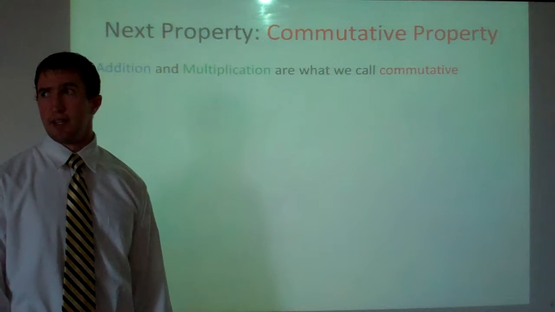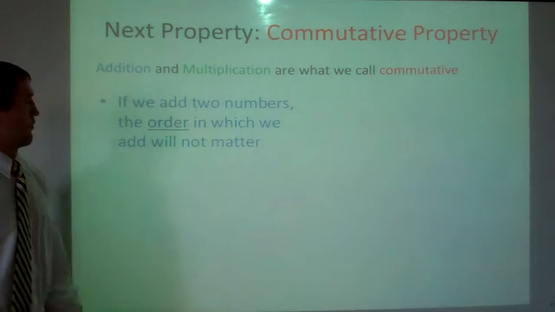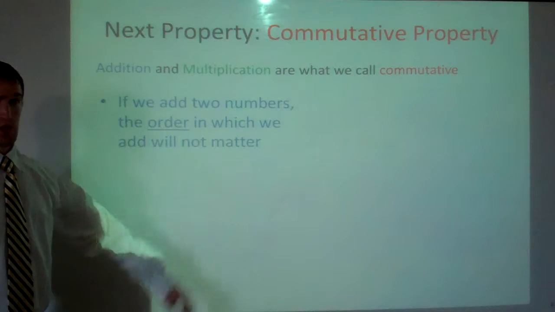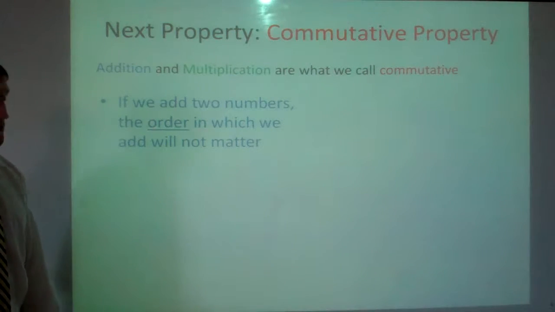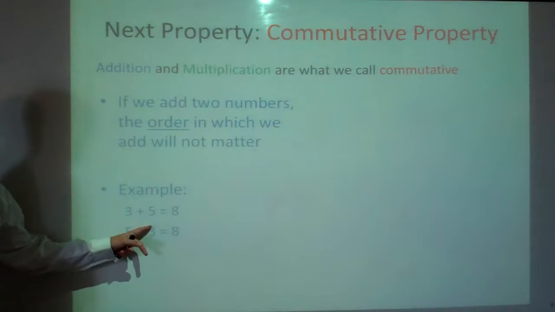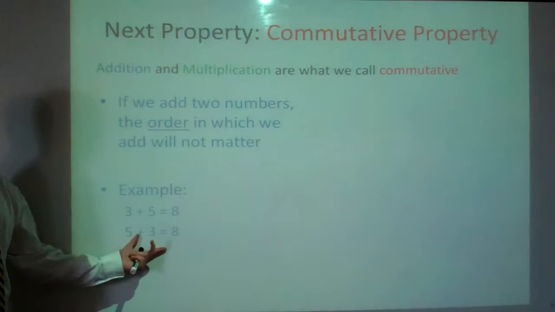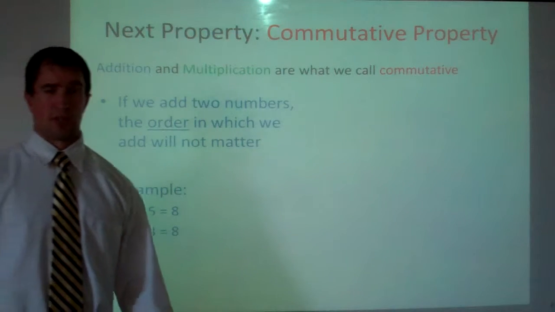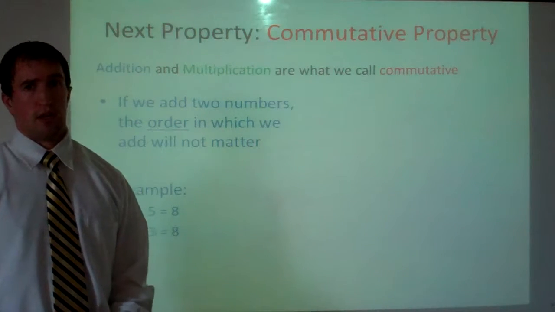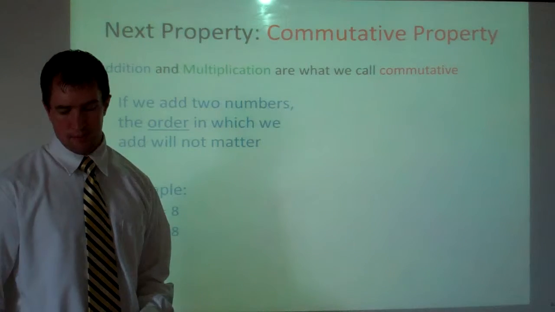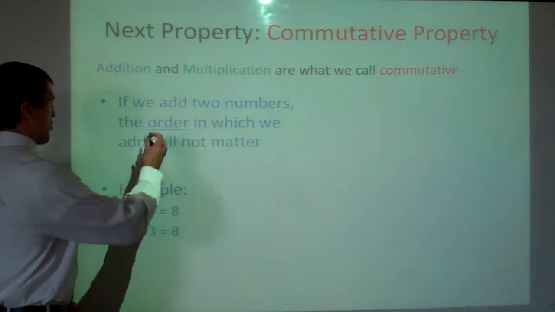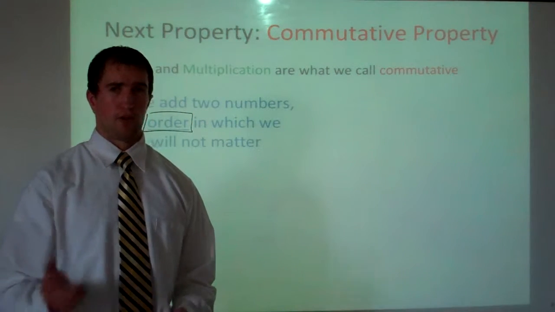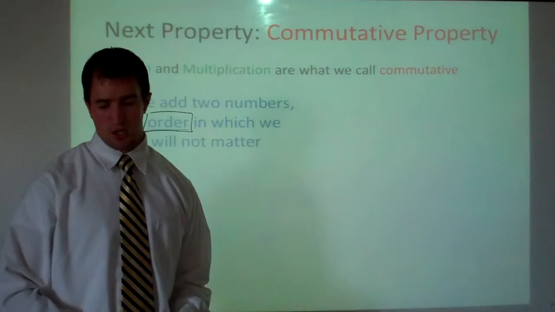And the reason is because if we look at addition, if we add 2 numbers, the order in which we add will not matter. For instance, 3 plus 5 gives us 8, but so does 5 plus 3. If we switch these orders around, we still get the same answer. We still get 8. So for addition, it doesn't matter the order. And that's the big idea here. That's why I underline order. So commutative is all about order. If the order switches with addition or multiplication, it doesn't matter.